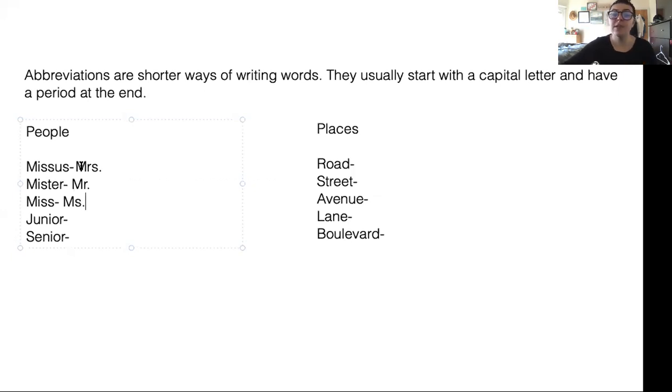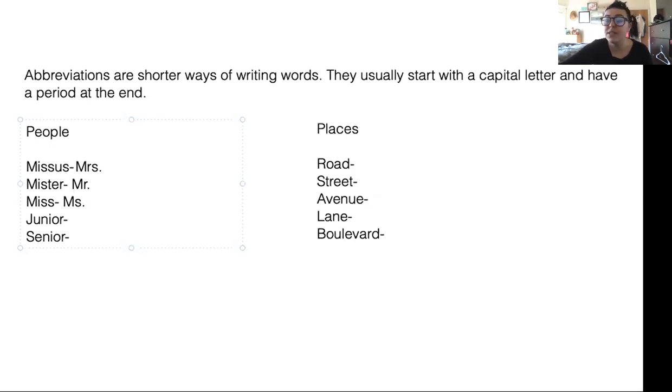And the difference between these three: Mrs. is somebody who's married, usually a woman. Mr. is a man, either married or unmarried. They always use Mr. And then Miss is a woman who is not married. So because I'm not married, I use Miss Riza. If I was married, I would use Mrs. and then whatever my last name is when I'm married.